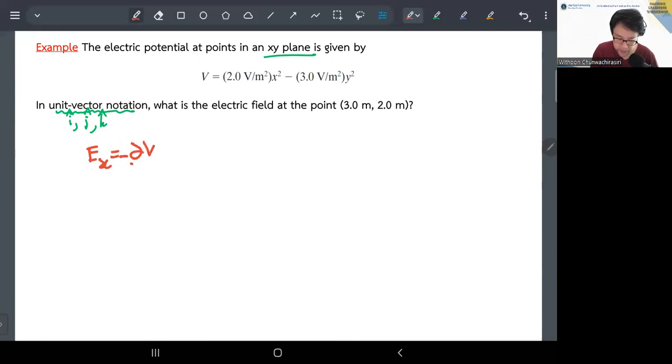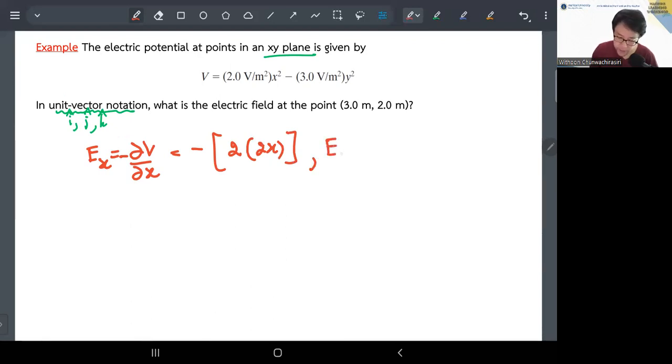You do the negative dV by dx, and this negative sign is there. Derivative with respect to x, you get 2x. So I have 2 times 2x. That's it. The second term disappears.